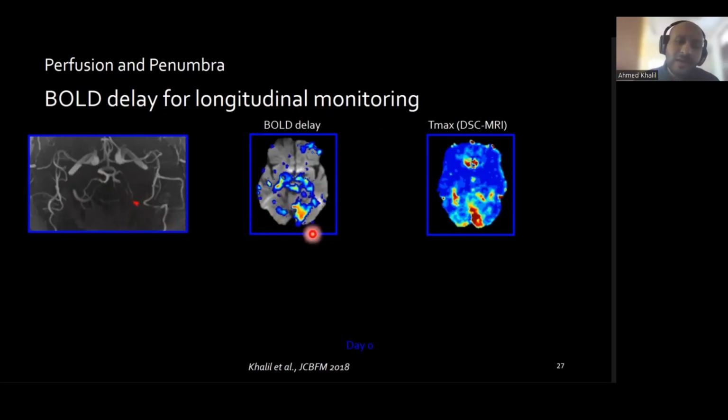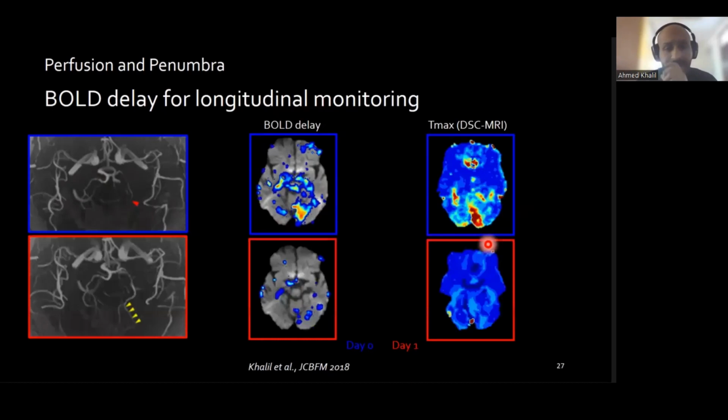You see this perfusion lesion that matches the lesion that you see on Tmax as well. And after treatment, the vessel is patent again, so it opens up, right? So you see more vessel here, distally, and on both the bold delay and on the Tmax maps, you see a recovery of this delayed perfusion that we saw earlier.